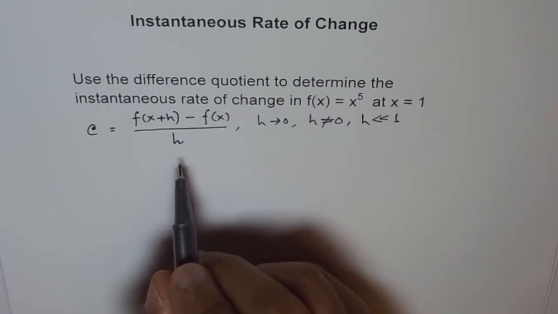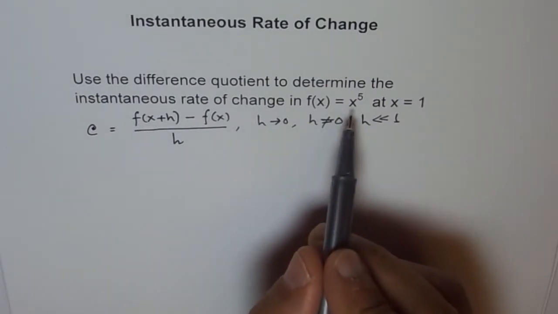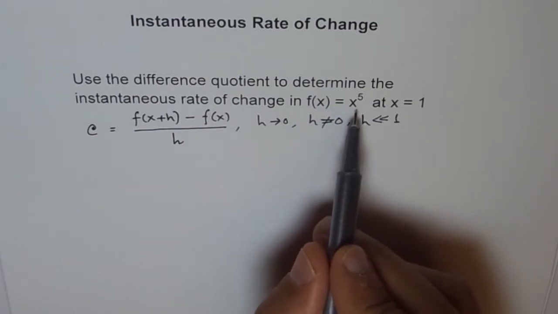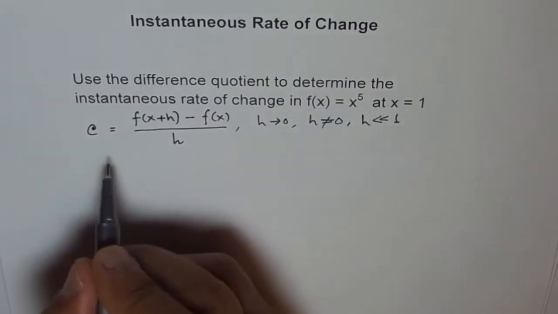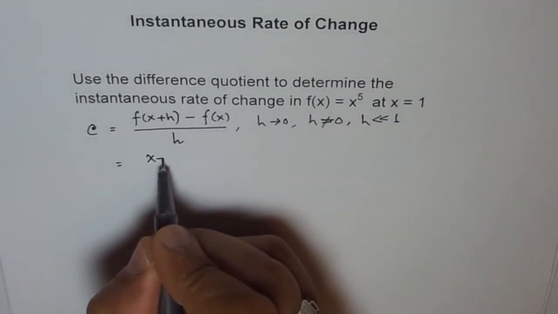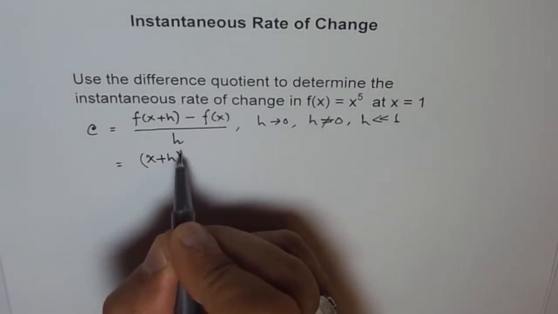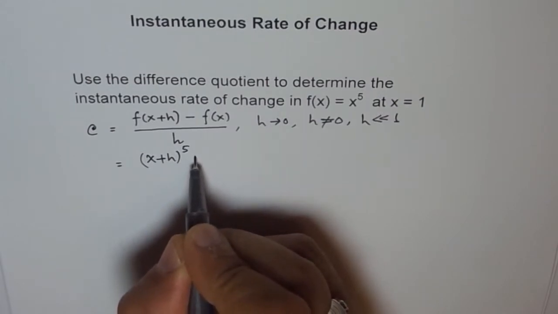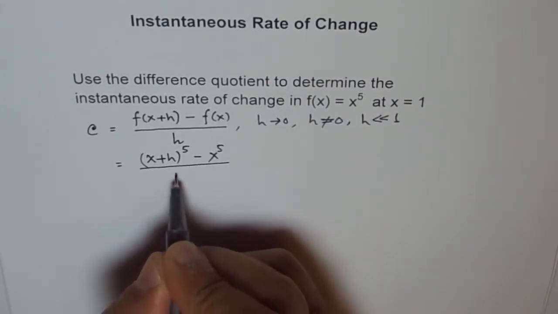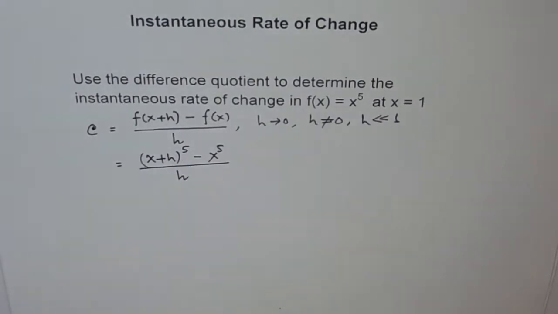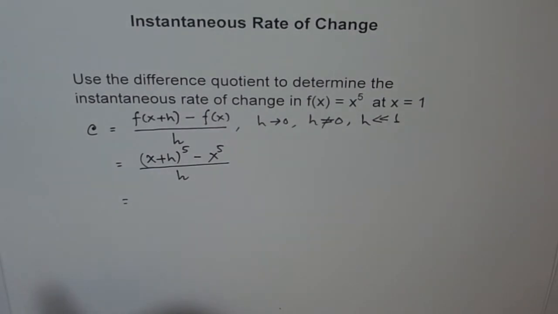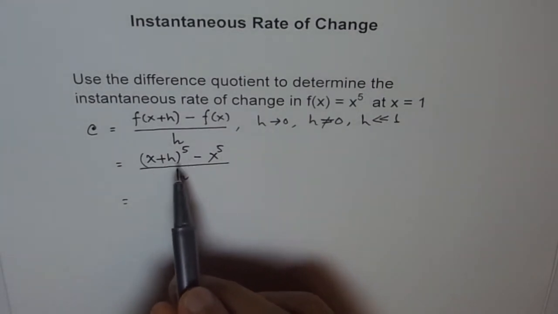Okay, so when you plug in this function, f of x equals x to the power of 5, what do we get? We get x plus h to the power of 5 minus x to the power of 5 over h. Is that okay? Now, the next step is to expand this. So do you remember what the expansion for this is?